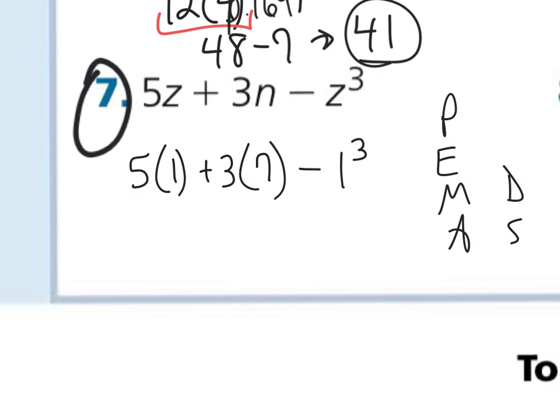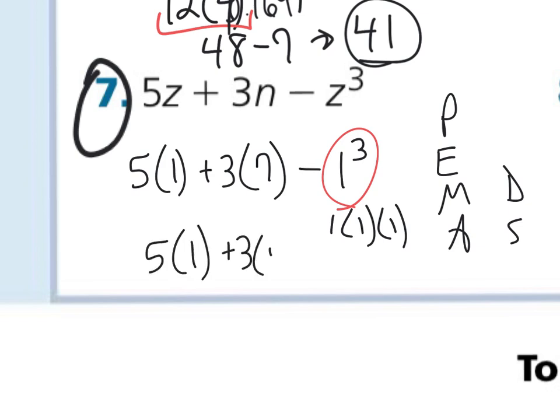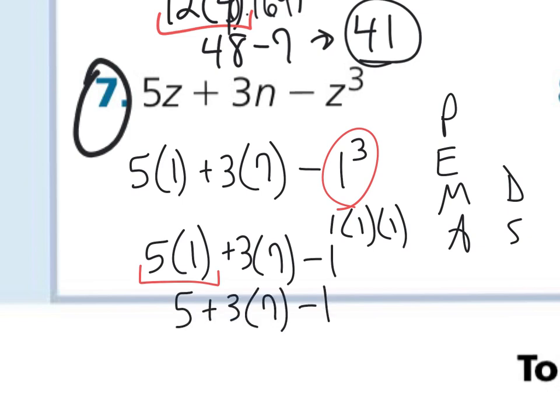We do have an exponent here, which is 1 cubed. 1 cubed just means 1 times 1 times 1, which would be 1. And then we have multiplication and subtraction. So multiplication is going to come before subtraction, and we're going to multiply going from left to right. So first of all, 5 times 1, which is 5. And then 3 times 7, which is 21.